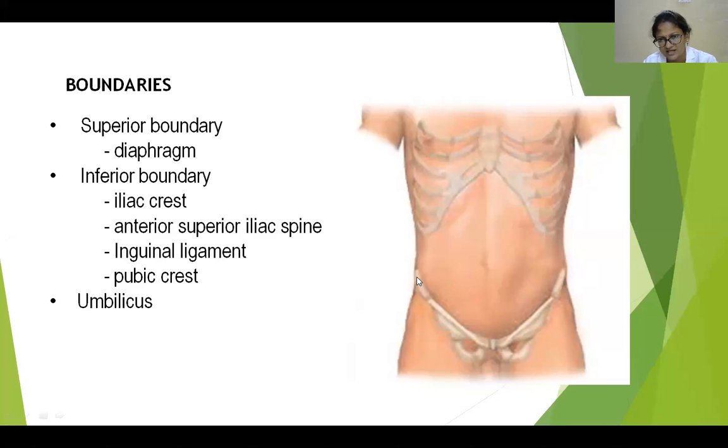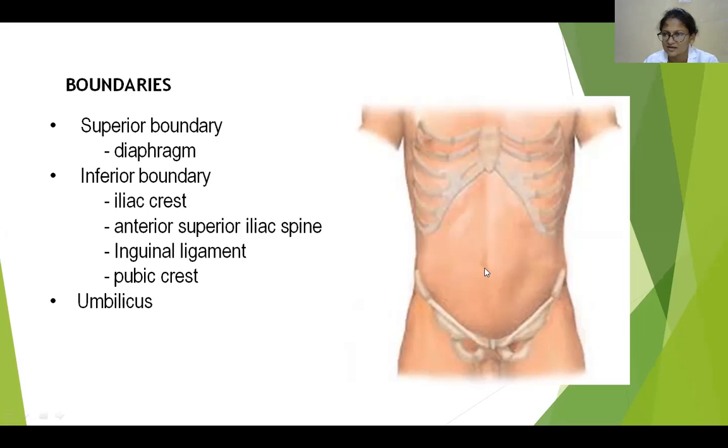See, this is the iliac crest. This is the anterior superior iliac spine. This is the inguinal ligament. And next, this is the pubic tubercle. This is the pubic crest and pubic symphysis. Okay, all these things we will discuss in detail in the next slides. Next, umbilicus.